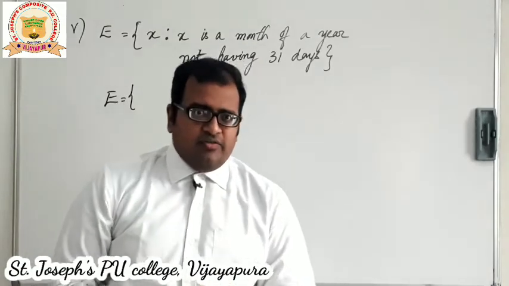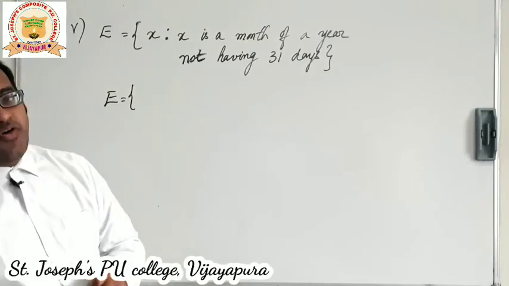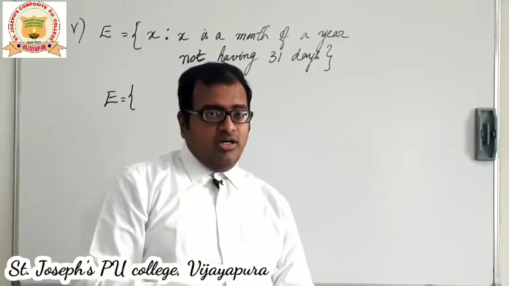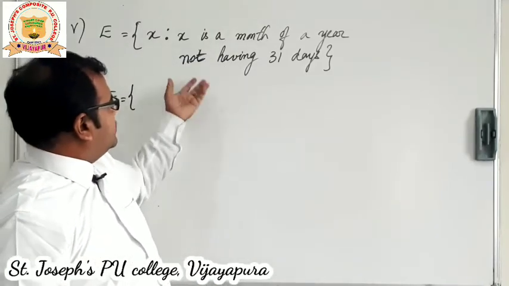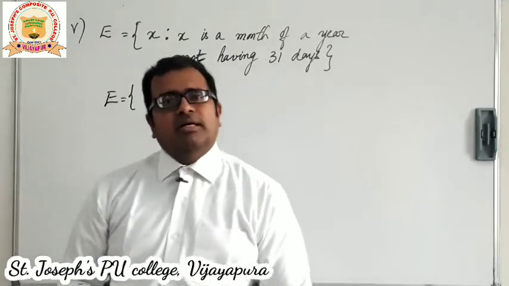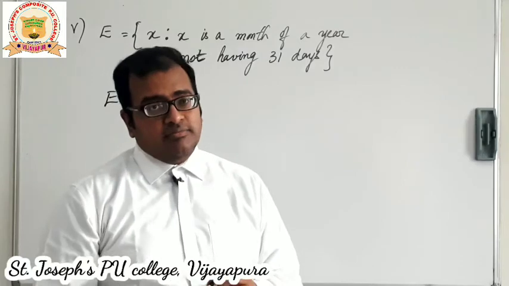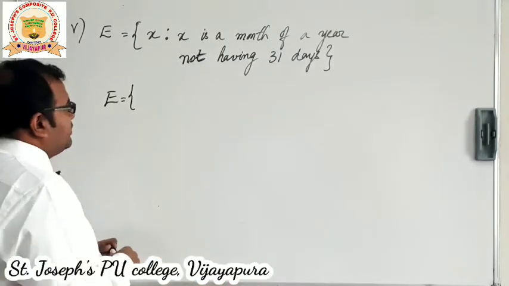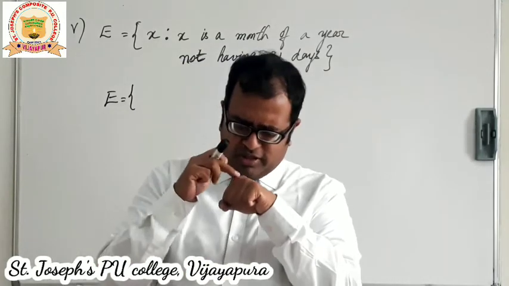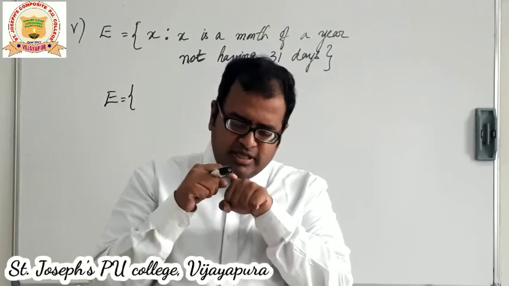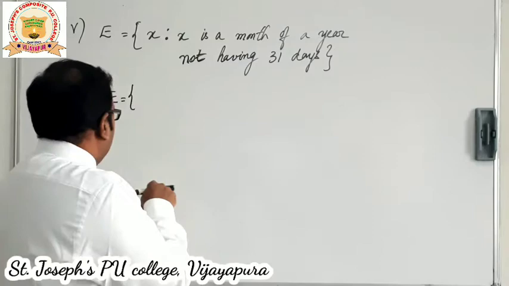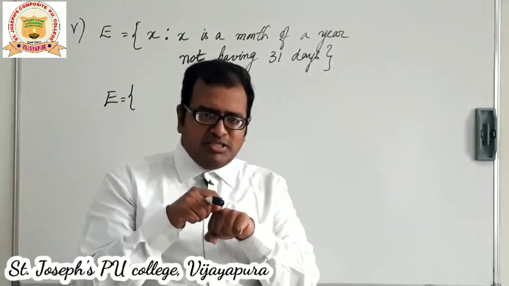Sub question 5 says that E is a set of all x such that x is a month of a year which does not have 31 days. So let us look at all the months which do not have 31 days. Let's start. January has 31 days. So we can't. What is the trick? Somewhat like using your knuckles, right? January 31, February not 31. So it is eligible, I suppose.